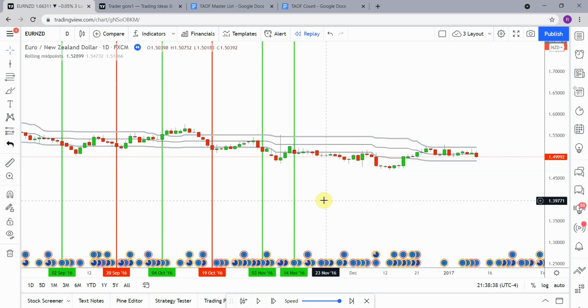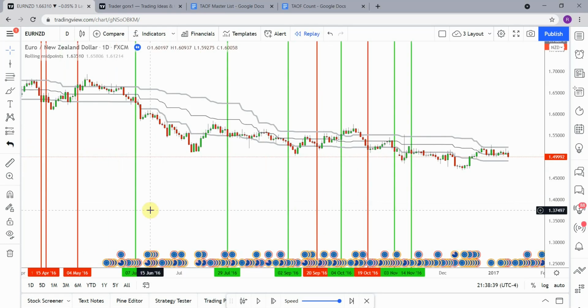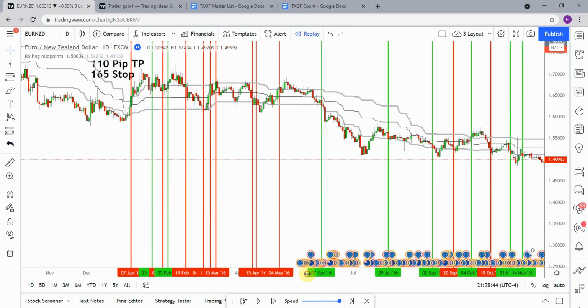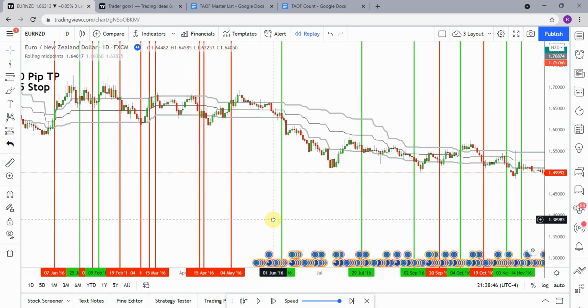Okay, so let's get back to the indicator here. Let's get everything in focus here. All right, let's count them out and see what we get. So we have 1, 2, 3, 4, 5, 6, 7, 8, 9, 10, 11, 12, 13, 14, 15, 16, 17, 18, and 19. So we have 19 trades altogether, 19 signals.